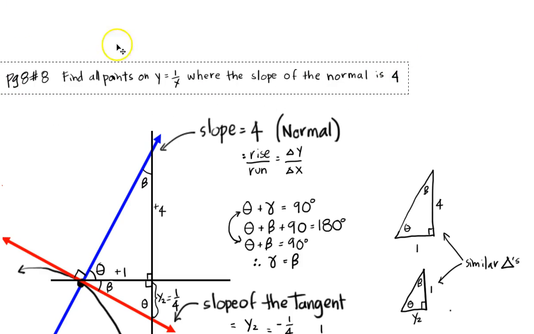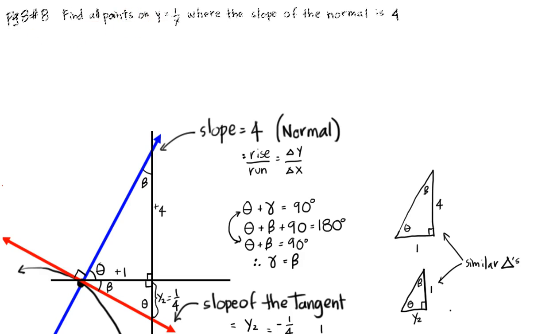I just want to keep looking at that. So we were looking for, what were we trying to find here? All the points where the slope of the normal is 4. But really what I want to say now is I'm going to change my question to: I want to know where the slope of the tangent is -1/4. Now I want that because I can get the slopes of the tangents, because that is equal to the derivatives.